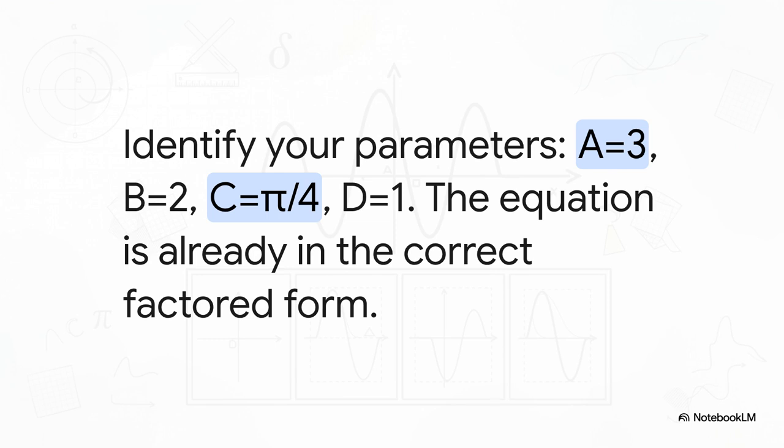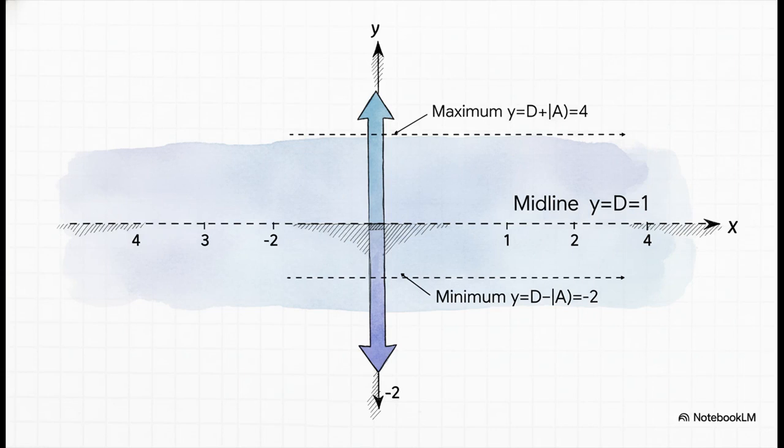Easy enough. It's also really nice that the B value, that 2, is already factored out of the parentheses for us. That makes finding C super easy. On to step 2, the framework. We start by drawing our midline, D, which is at y equals 1. Now, since our amplitude, A, is 3, we go up 3 units from the midline to find our maximum value at 4. Then we go down 3 units from the midline to find our minimum at -2. Our entire wave is going to live inside this channel.